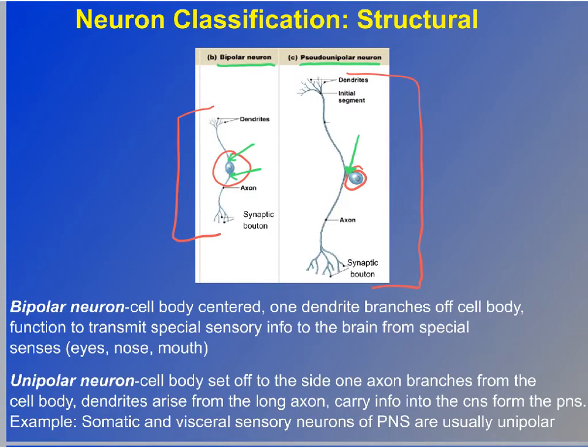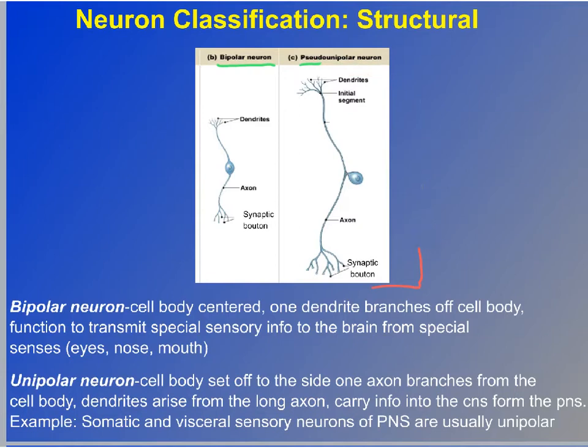Look how much longer that pseudo-unipolar neuron is than that bipolar neuron. And look at the number of branches coming off the cell body. Those are the structural differences. Now let me erase some of this. And let's talk about the functional differences.